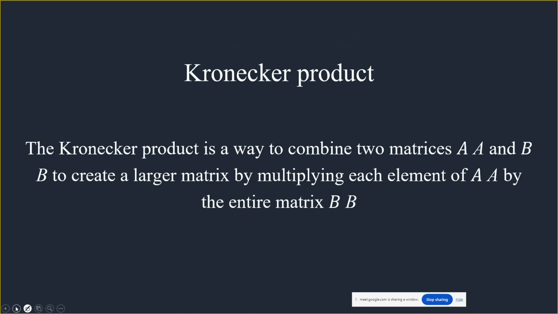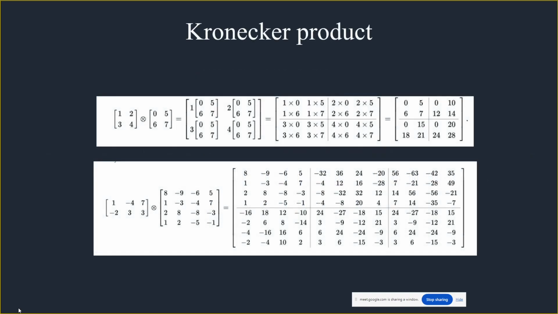What is a Kronecker product? The Kronecker product is a way to combine two matrices A and B to create a larger matrix by multiplying each element of A by the entire matrix B. Here we have a typo. Sorry for that.